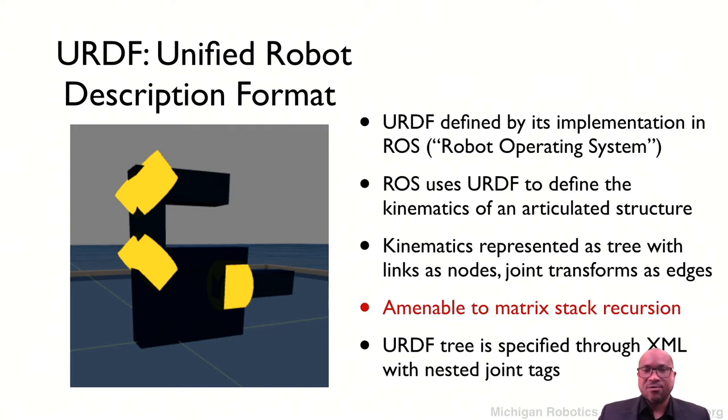When we treat the traversal down this kinematic tree as a stack, we're going to essentially build up our transforms in this matrix stack structure. But from a file perspective, URDF is represented through XML, an extensible markup language specification, with nested joint tags.